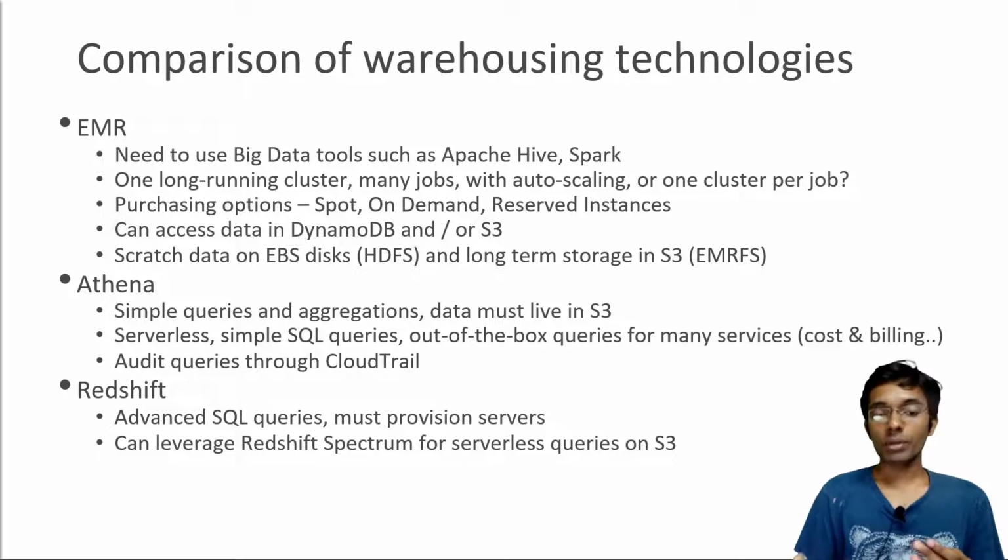Then you have different purchasing options to take into account with EMR to do some cost savings. So spot instances, on-demand instances, reserved instances, all of these are possible based on the node you are using. And so it really depends on whether you are willing to lose nodes, or whether you are willing to run a cluster for a year. EMR can access data in DynamoDB through Hive, or S3 through EMRFS. And you can use scratch data on EBS disk, and this is HDFS, or use long-term storage in S3 through EMRFS.